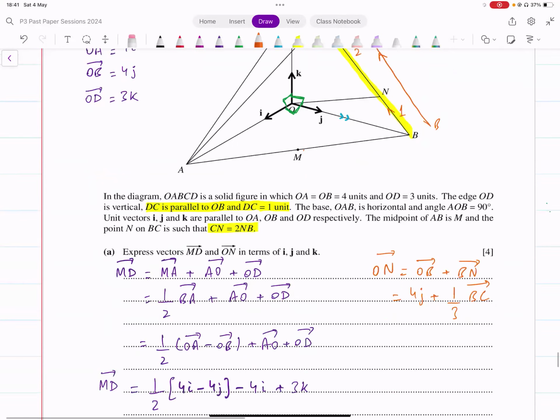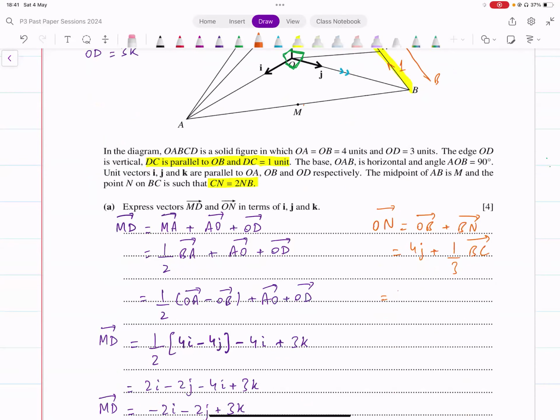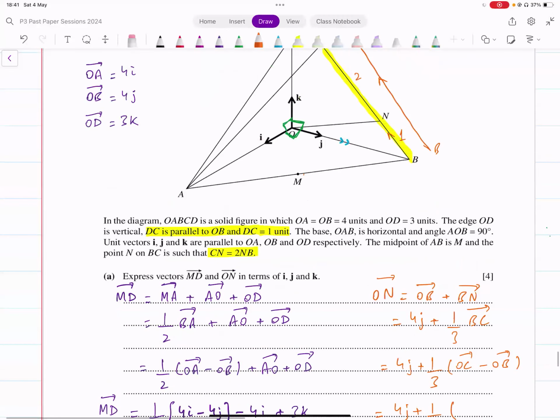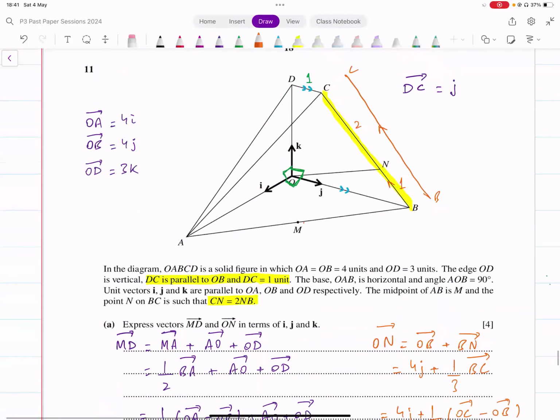And now, can we find the vector BC somehow? What is BC going to be? Position vector of the second point, that's OC, minus the position vector of the first point, that's OB. Now, both of these vectors are known to us. We can say that's 4j plus 1 over 3 into OC. OC was, do we know OC?